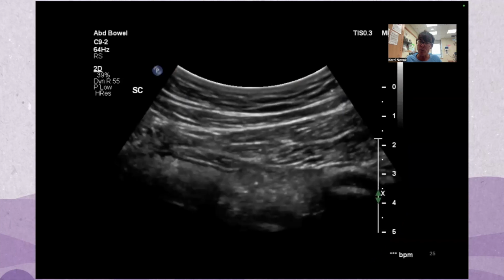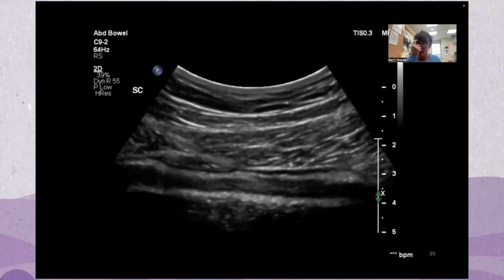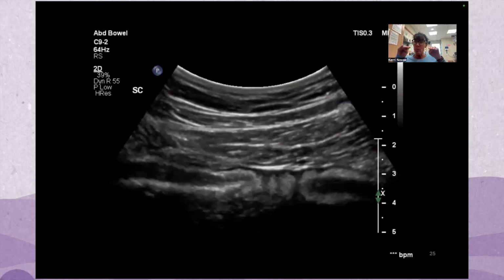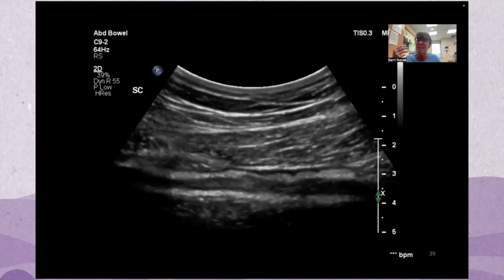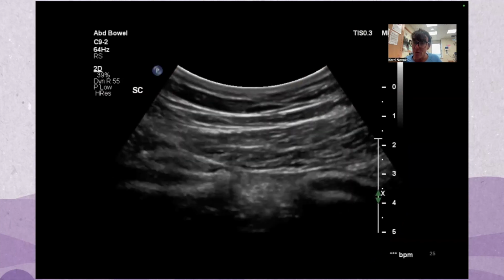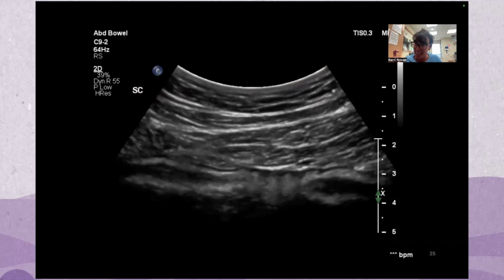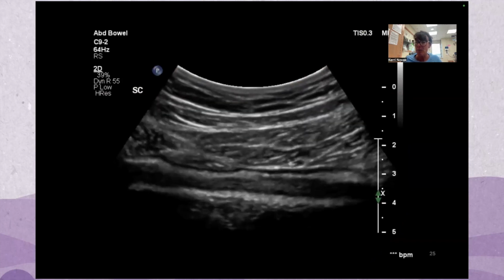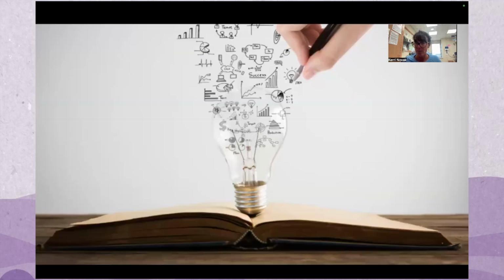Here's an example that we just saw on endoscopy, and here you can see it in cross-section where the bowel is very straight. It's lost its folds or the haustration, and there's mesenteric inflammation as well, and the wall is thickened. If we were to put some color Doppler on here, it would light up as well.